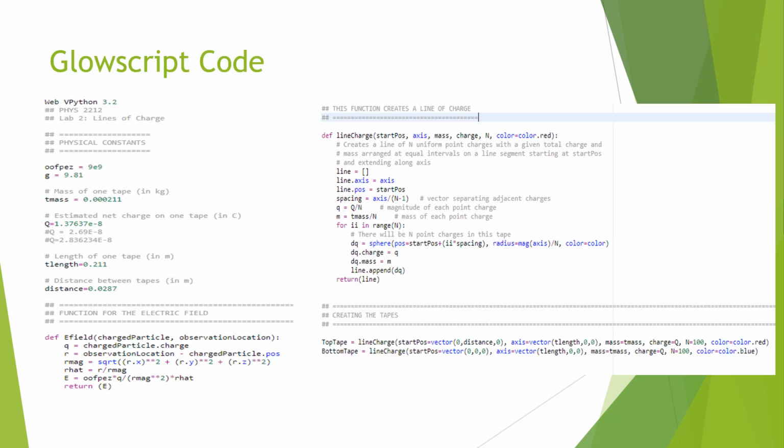My GlowScript code creates all the physical constants. Here's the mass of the tape that I had, and this is the charge determined on each tape in the first lab. This is the length of the tape distance, and this is just a function to create the electric field. This is a function that creates the line of charge, and this function just creates the tapes.